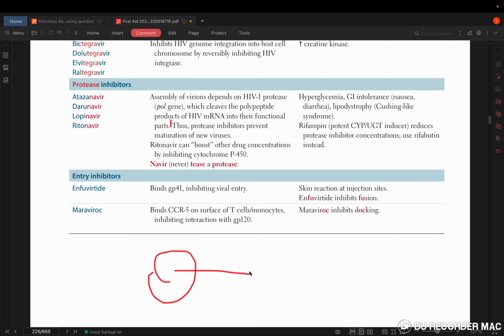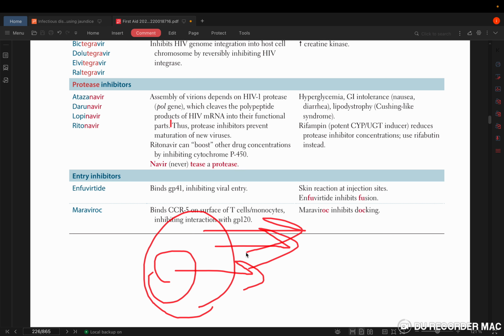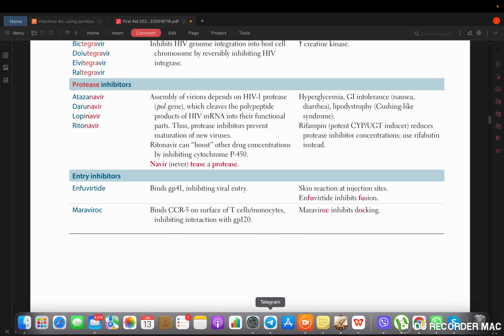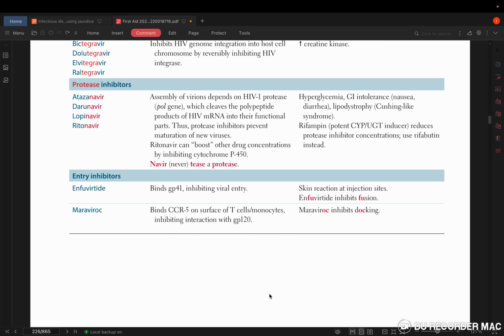Okay, we have a virus. It wants to get out. For the sake of getting out, you need to put it inside a virion, which is made out of a protein. If you cannot form this protein, this virus cannot get out. If it cannot get out, you cannot infect more cells. So you are calming it down, basically. Ritonavir can boost other drug concentrations by inhibiting the cytochrome P450. Remember, anything that inhibits the cytochrome P450 increases the bioavailability of the other drugs metabolized by the same enzyme.